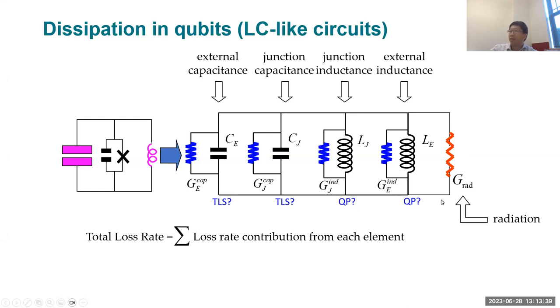And then there's an additional channel, because this is at microwave frequency, there's also radiation to be concerned with. Your electromagnetic field can be broadcasted into space. So in the high Q limit, in the limit that your LC oscillator is extremely well made, then the total loss rate, you can simply use a summation of a loss rate contribution from each of these different elements. And that will give you a very good baseline of analyzing where your dissipation is coming from.